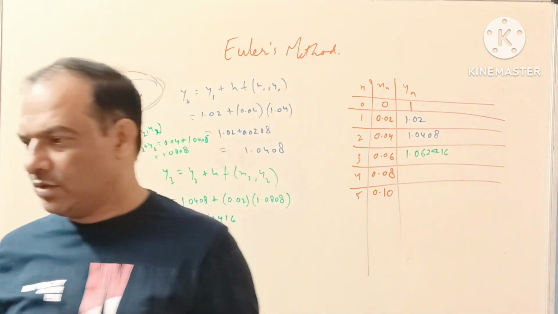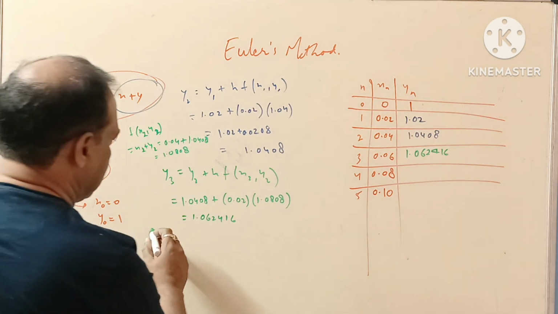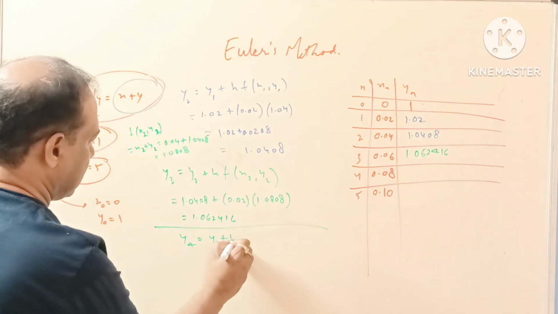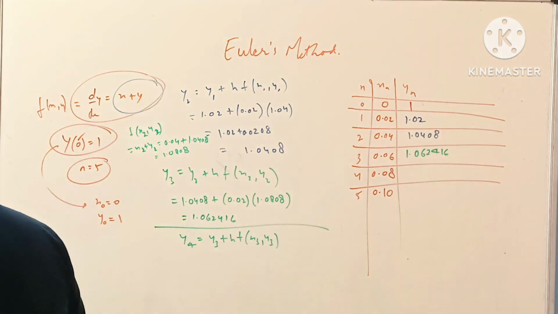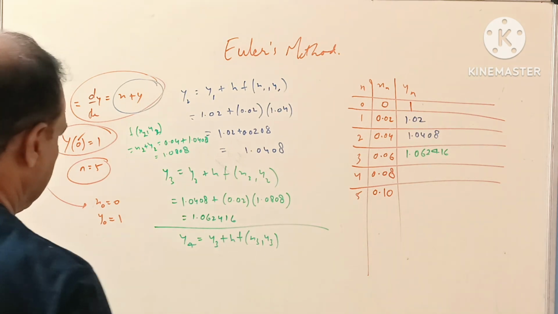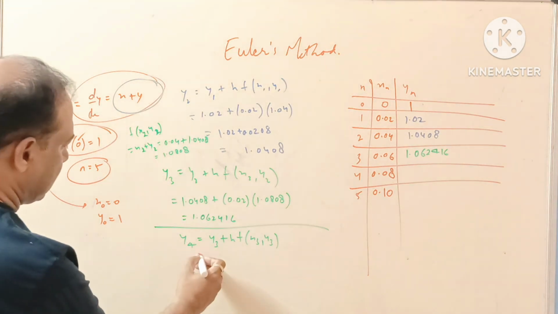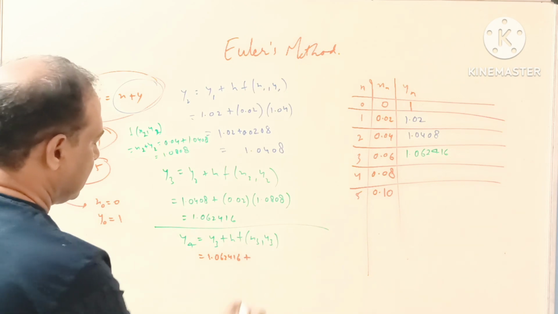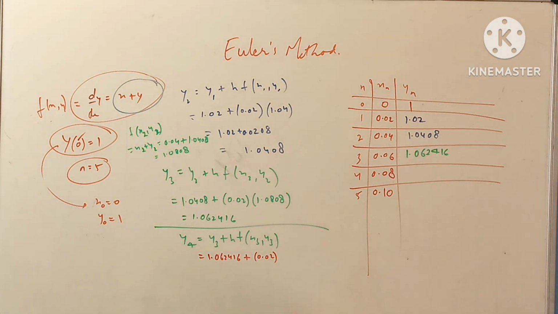Now for y4, things will go like this. You have y4 is equal to y3 plus h f(x3, y3). Let's use another marker here. y3 is 1.062416, plus h is 0.02, and what is the value of f(x3, y3)?